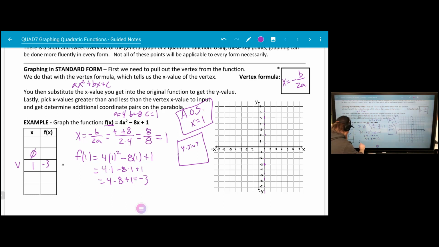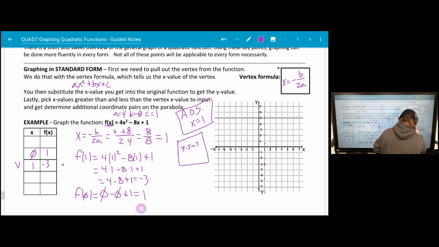So if I do that, I plug zeros in here. The value of the function when x is 0 is 4 times 0 squared. Well, 4 times 0 is 0. 0 minus 0, because negative 8 times 0 is 0, plus 1. Well, that's 1. 0, 1. When x is 0, y is 1. Interesting. Which that also must mean, because this is symmetric, that if I go 1 bigger than 1 in x, that should also be 1.